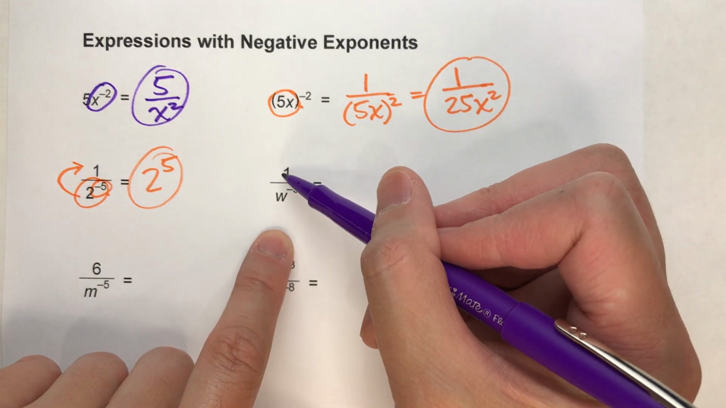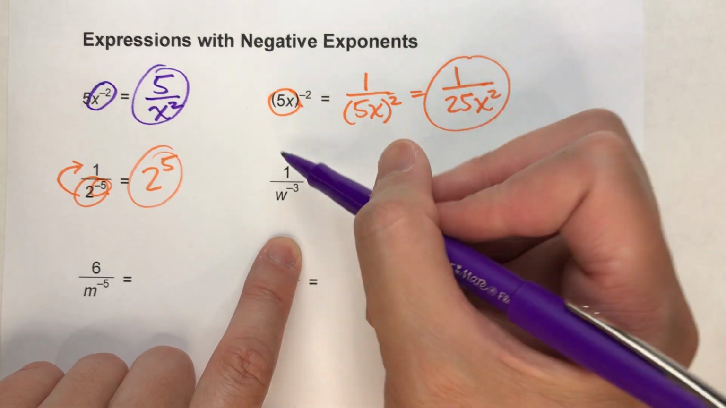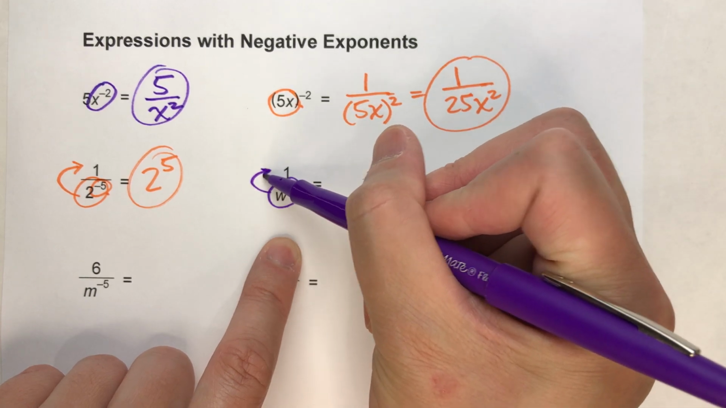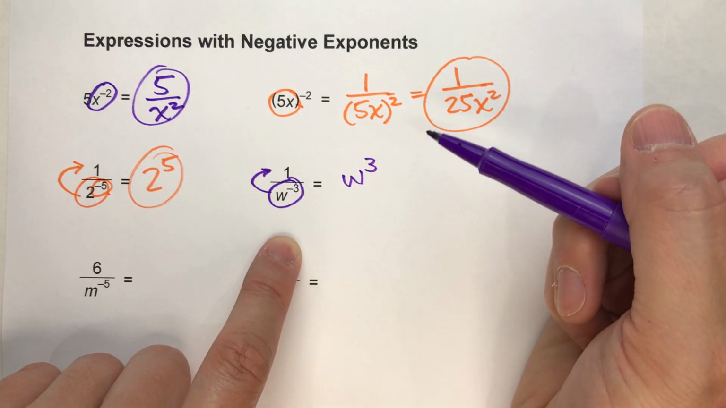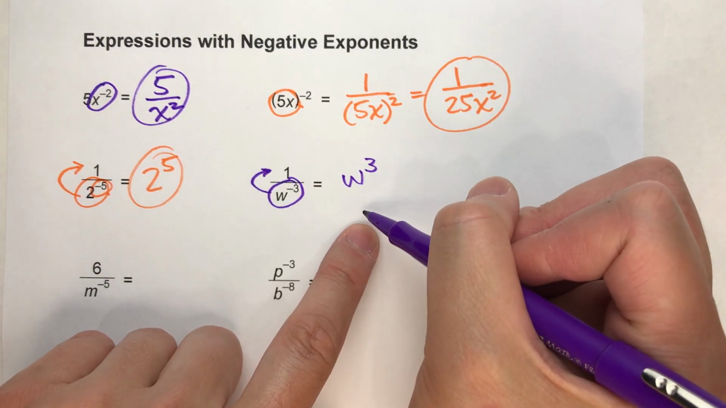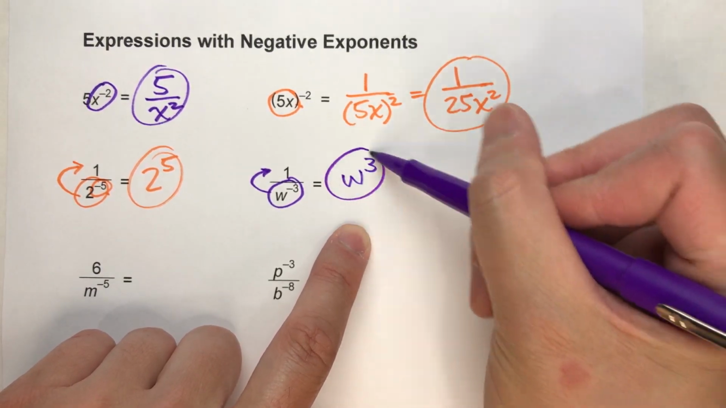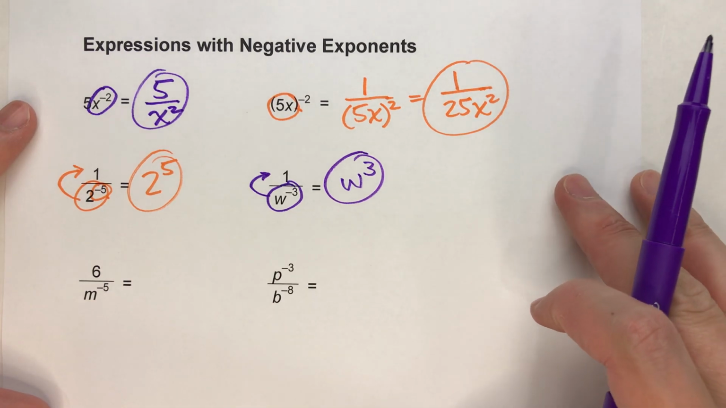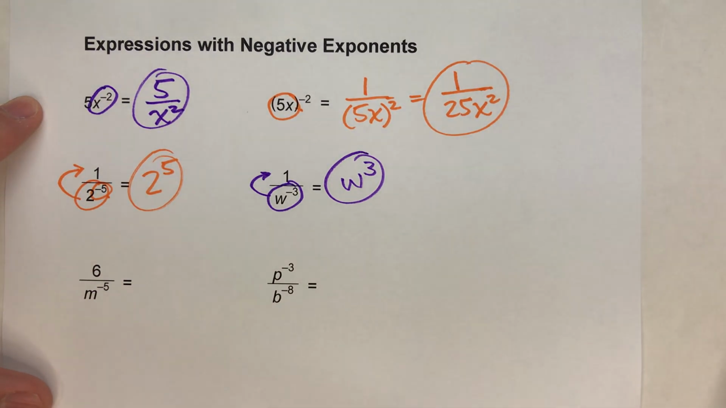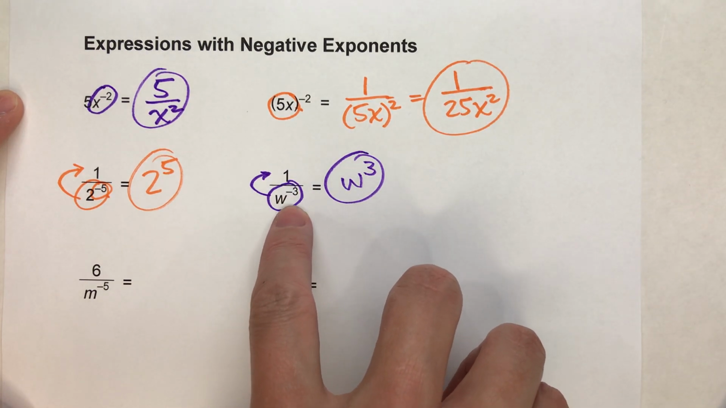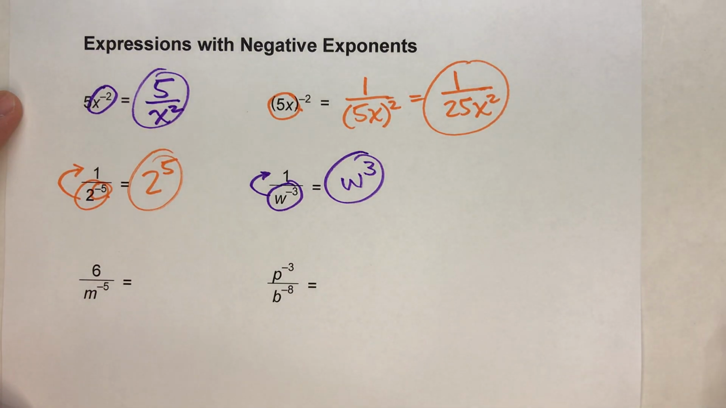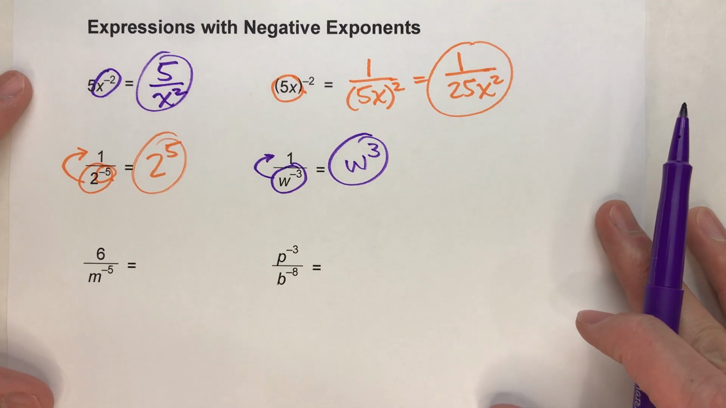Similarly right here, 1 divided by w to the negative third power. This whole thing moves to the top of the fraction and becomes positive. And you could put it over 1 if you want to, but we don't usually put whole numbers over 1. You usually get rid of the 1 and just make it a whole number. So 1 over w to the negative third power really means w to the third power. All right? Let's see some harder ones now.